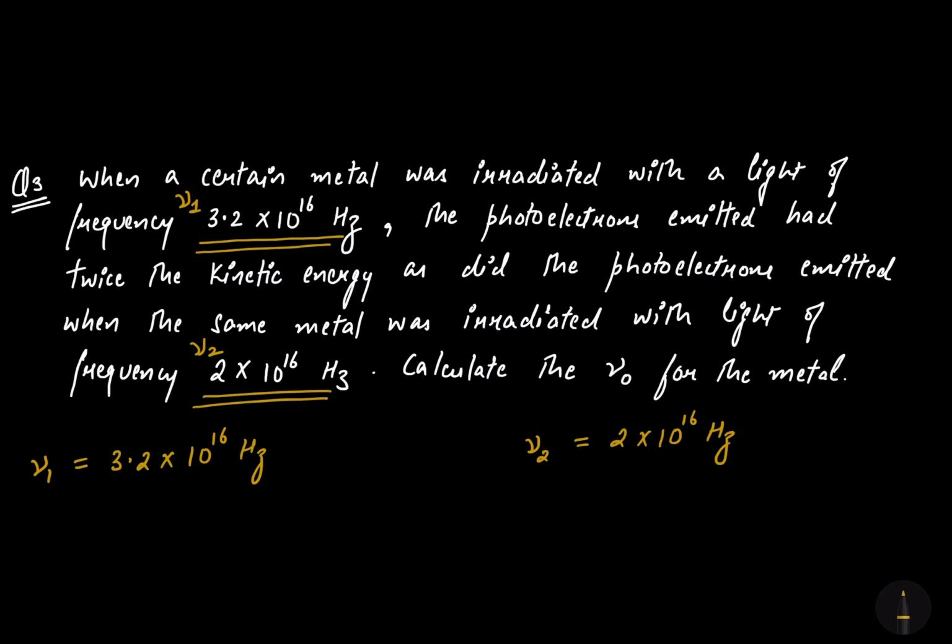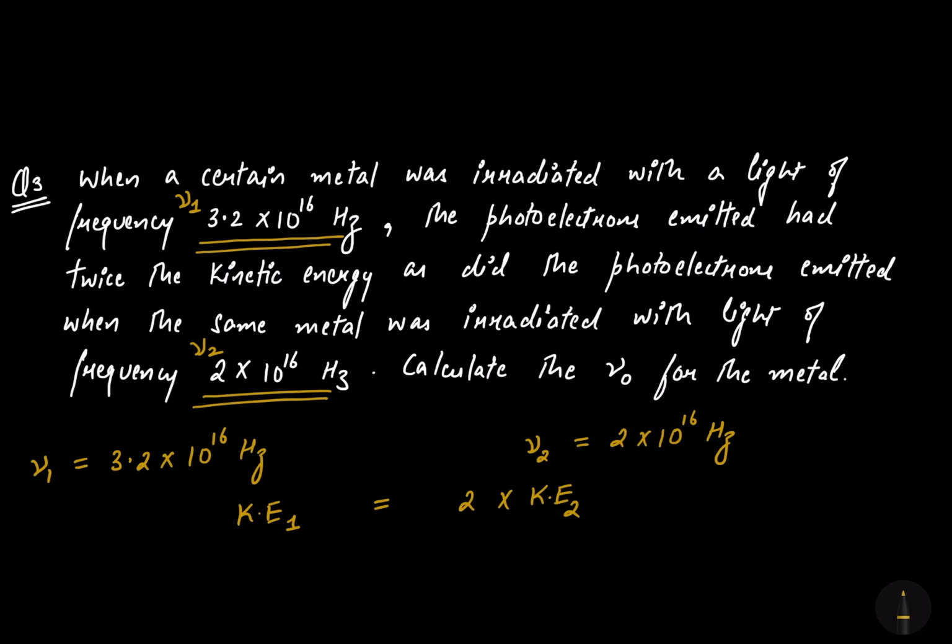The photoelectrons emitted had twice the kinetic energy as did the photoelectrons emitted when the same metal was irradiated with the light of frequency number 2. So that means the kinetic energy of the first case will be equal to twice the kinetic energy of the second case.